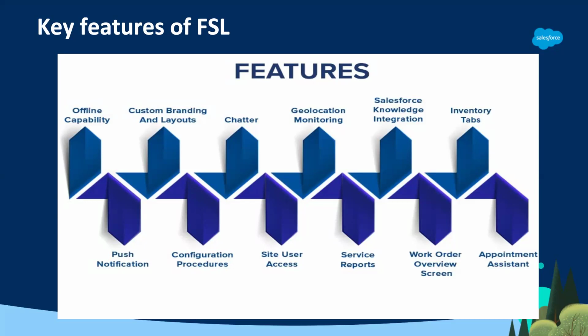On the seventh side, we've got geolocation monitoring. Now, geolocation monitoring is a resource that allows us to keep tabs on service resources and leverages smarter scheduling. So you're basically able to locate where your technician is right now. Let's say he's in city B and you're sitting in city A. Using geolocation monitoring, you can track where exactly this technician is in city B. That's a benefit and also a feature of FSL.